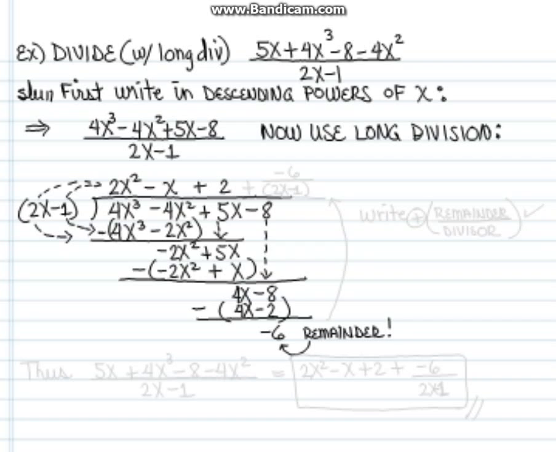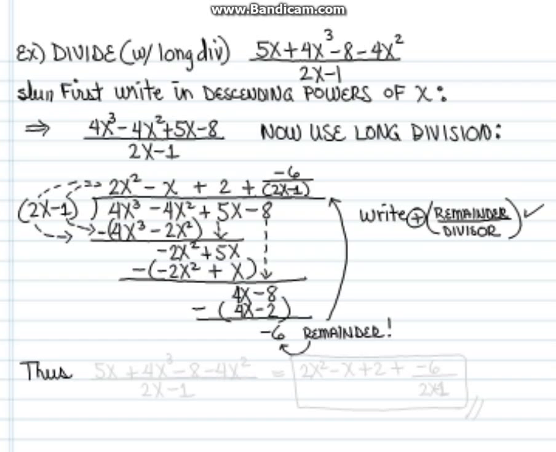What do we do with the remainder? We bring that guy upstairs and write plus the remainder, which is negative 6, divided by the divisor 2x minus 1. Divisor is the guy that we're dividing by. So we always write plus the remainder over the divisor. That's what we do with the remainder. And that's what we did up there on the top.